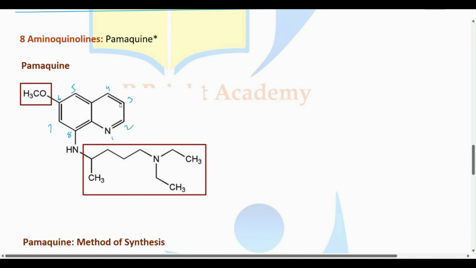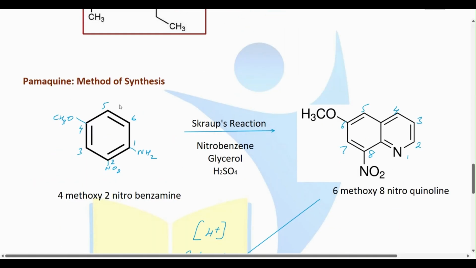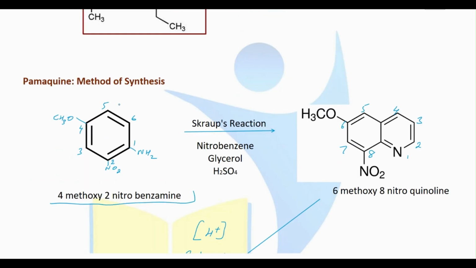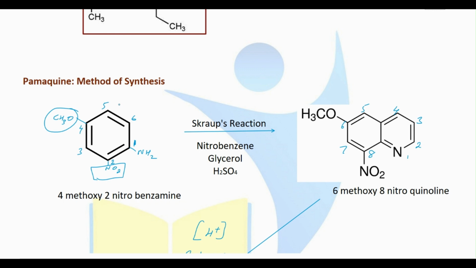Now next is 8-aminoquinoline. Under this you have to learn the synthesis of pamaquine. So we have already seen the structure of pamaquine, right? We have the dialkyl amino alkyl substitution here, and for the synthesis of pamaquine, we're going to start with this compound. It's 4-methoxy 2-nitrobenzamine. So we start numbering from here, the amino position. The fourth position will have the methoxy, and the second position will have the nitro group. So this is 4-methoxy 2-nitrobenzamine.